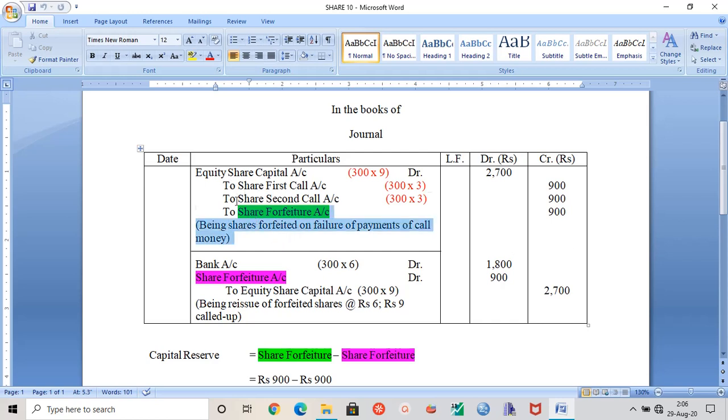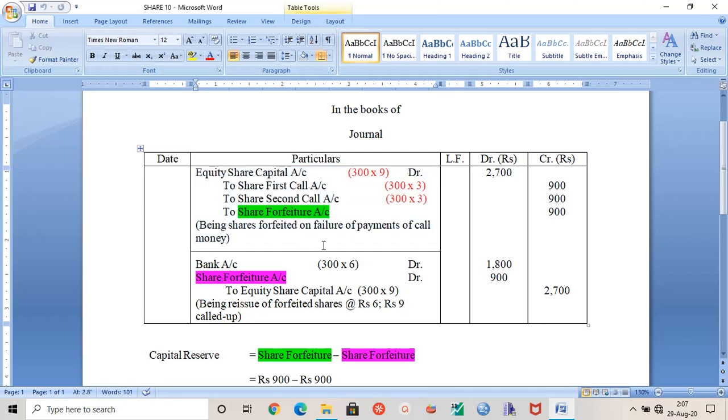It varies from question to question, depending upon the different situations, because in different questions different call monies may be due. So depending upon that, we have to make this particular entry. But remember that equity share capital account will always be on the debit side, and the call monies will be on the credit side, as well as this share forfeiture account.